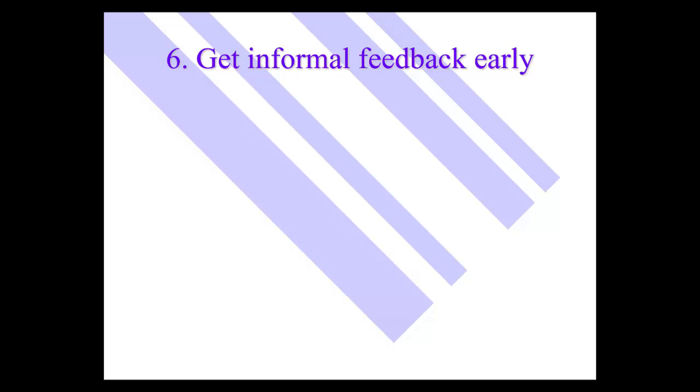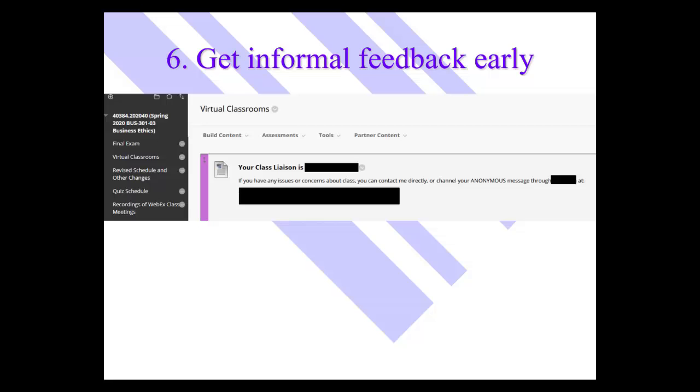I proactively attempted to get that by asking for a volunteer to be what I called the class liaison. And that way, if students had any issues and they didn't want to bring them to me, they could go to their class liaison, and then their class liaison could forward their concern directly to me. I wanted to proactively solicit that input so that any little issues that we had got nipped in the bud kind of early.